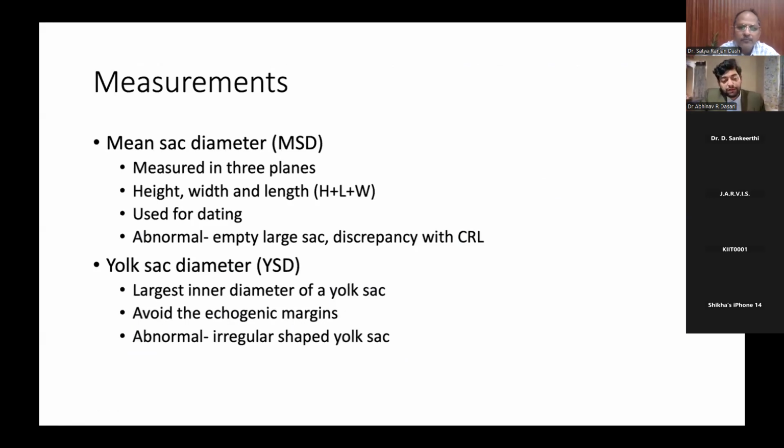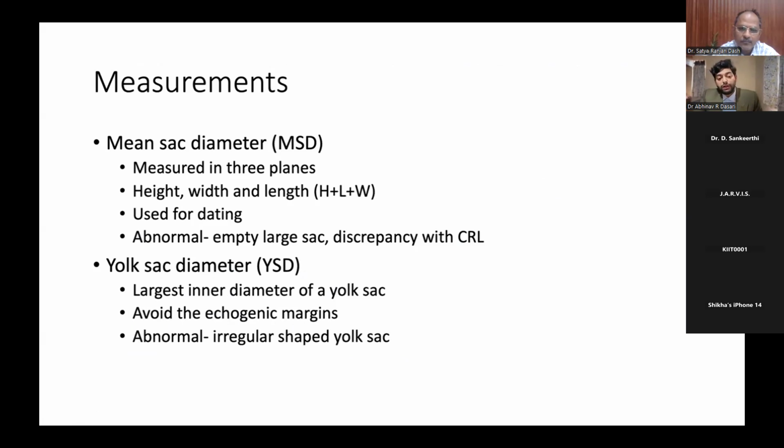What we take is the mean sac diameter as the first measurement. We measure it in three planes: height, length, and width. It is used for dating. We take the mean of the three measurements, and with that we have charts which tell us how old the pregnancy is, how many days, how many weeks. We get it like dating.